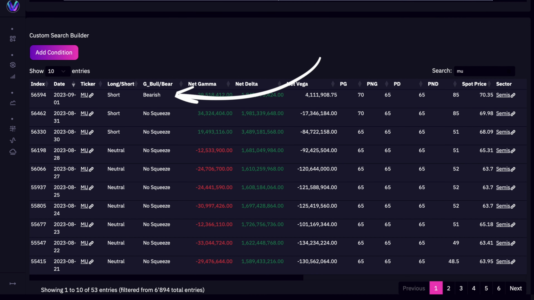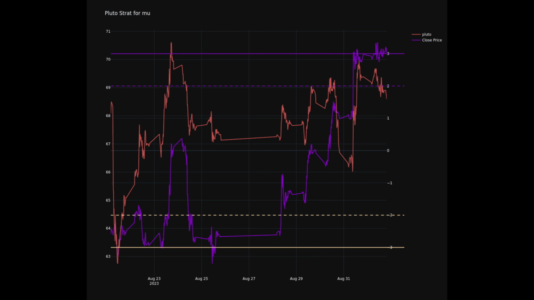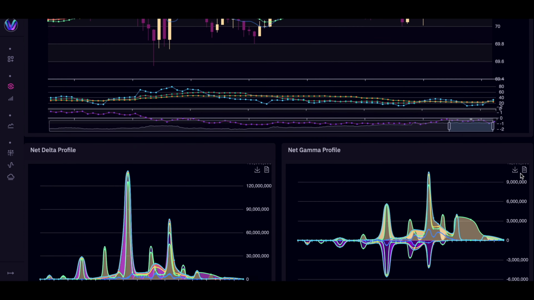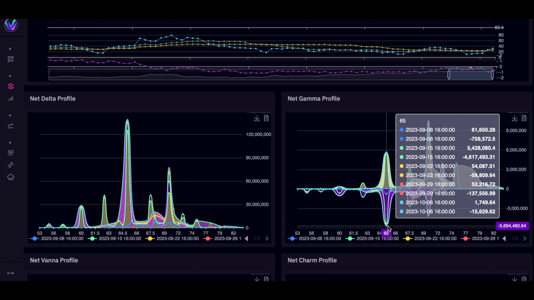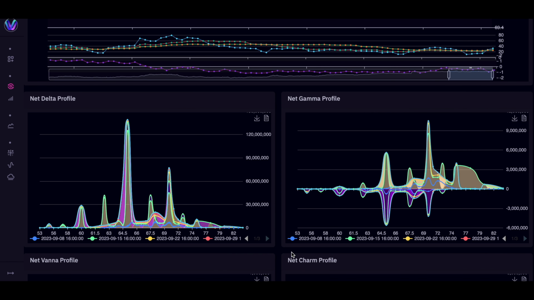Now let's get into our trade ideas for the week ahead. First idea we like for the week ahead is a short on MU. Our market maker model is short and bearish, along with Pluto signaling a short. Moving to our gamma profile, we can see peak positive is set at 70 and peak negative is set at 65. Based on current positioning, we want to see 70 act as a ceiling for the week and price to move below 70 with a target of 65.